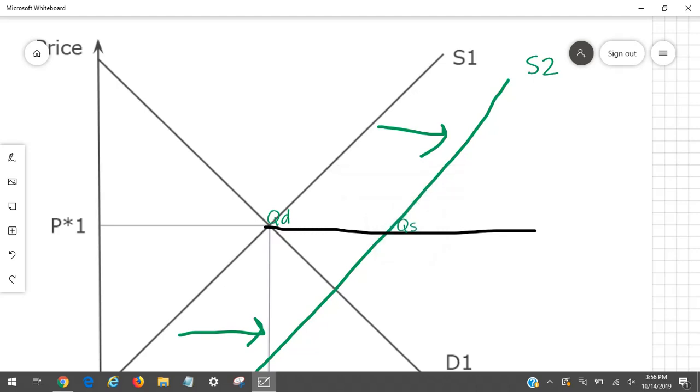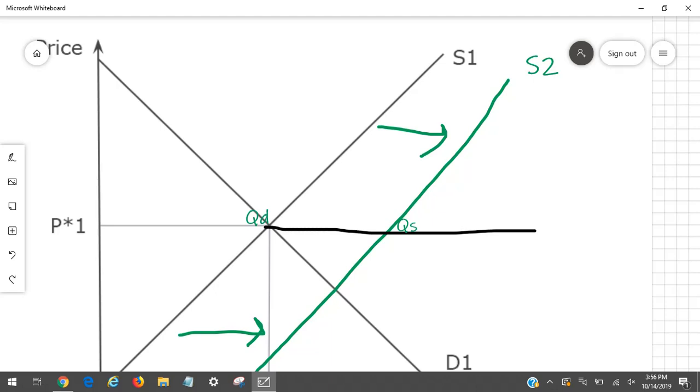So at this original equilibrium price, after the shift of the curve to the right, my quantity supplied got pushed way over here. My quantity demanded stayed over here. Quantity demanded didn't move because my demand curve didn't shift. Quantity supplied moved because it's the supply curve that was moving in this case. All right, so at this original equilibrium price, I've got a quantity supplied way over here, quantity demanded over here.